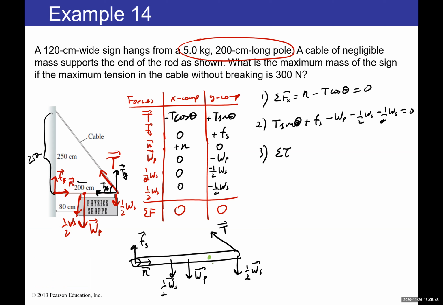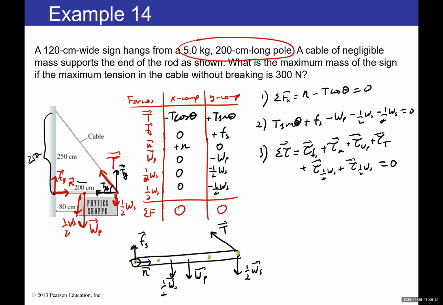That means I can take this point over here, I can take that point, I can take this point, or that point, right? Any of those points are fine. But obviously, one of the things you want to do here is choose a point that is the most convenient. So for example, remember the net torque is a vector, so it's the torque due to the static friction plus torque due to the normal force, plus torque due to the weight of the pole, plus torque due to the tension, then plus torque due to the first 1/2 weight of the sign, plus torque due to the second 1/2 of the weight of the sign, then equals 0.